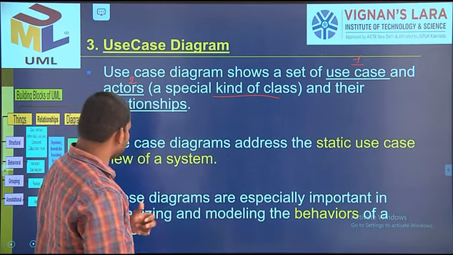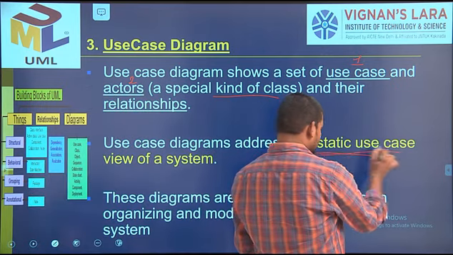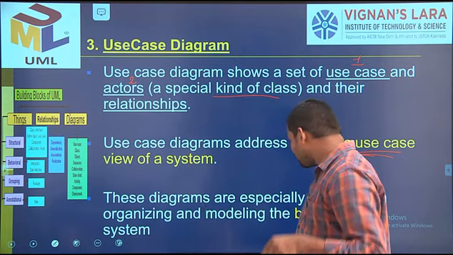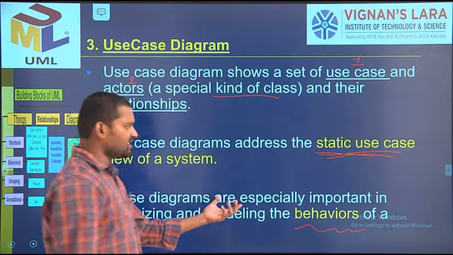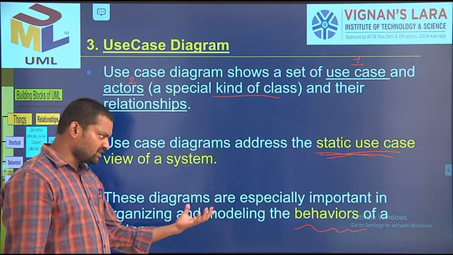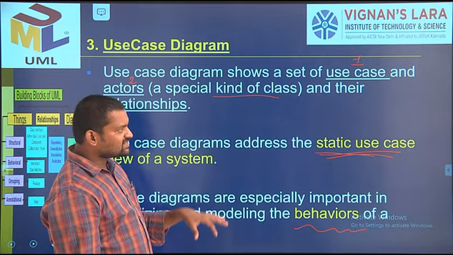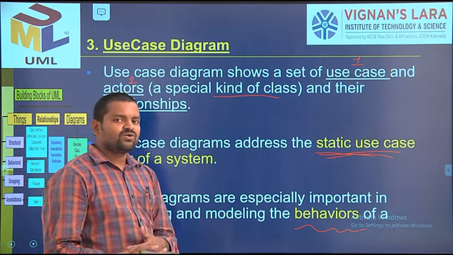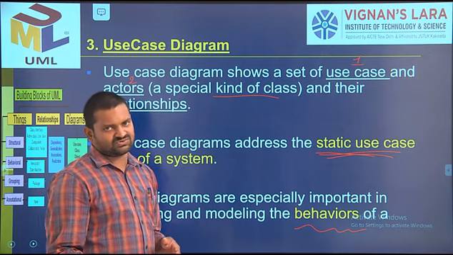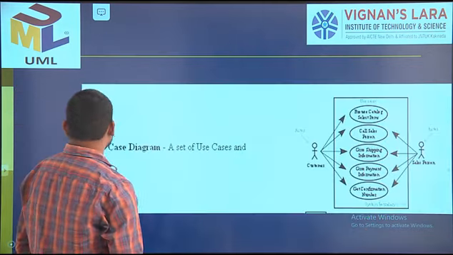So what does the use case diagram address? It addresses the static use case view, but it behaves like a behavioral diagram. These diagrams are especially important for organizing and modeling the behavior of the system. It shows the static view, but with the help of the use case diagram, we also see the behavior when we design this particular diagram.